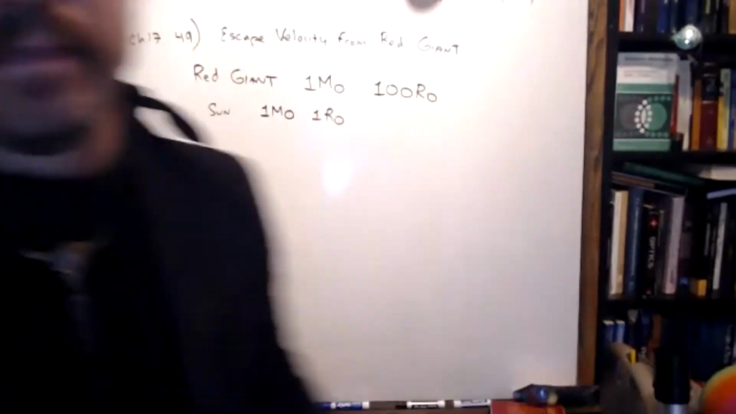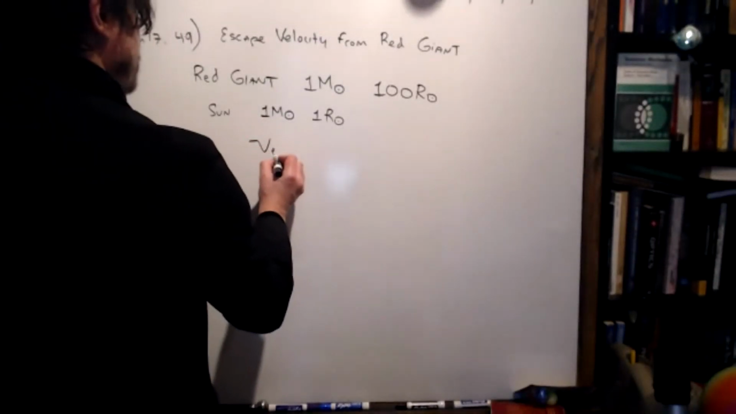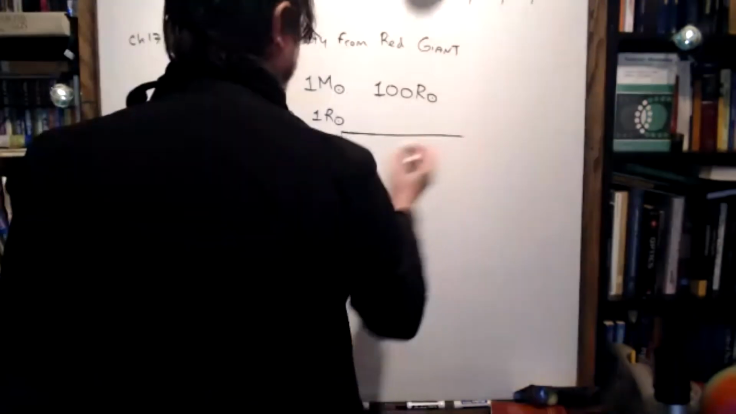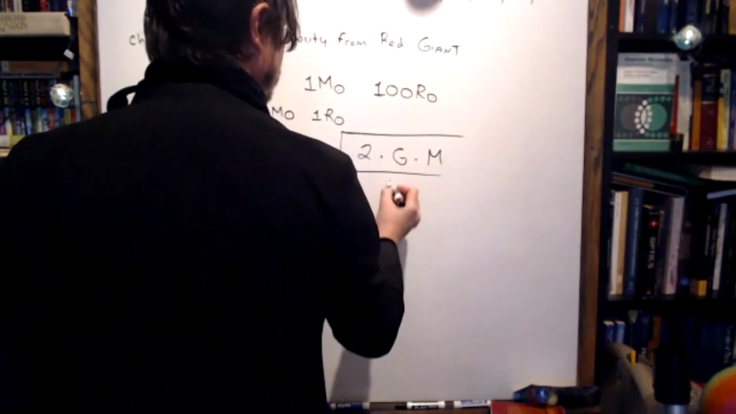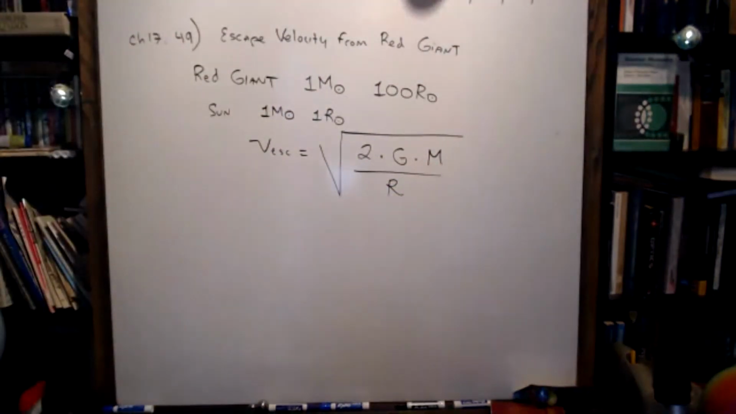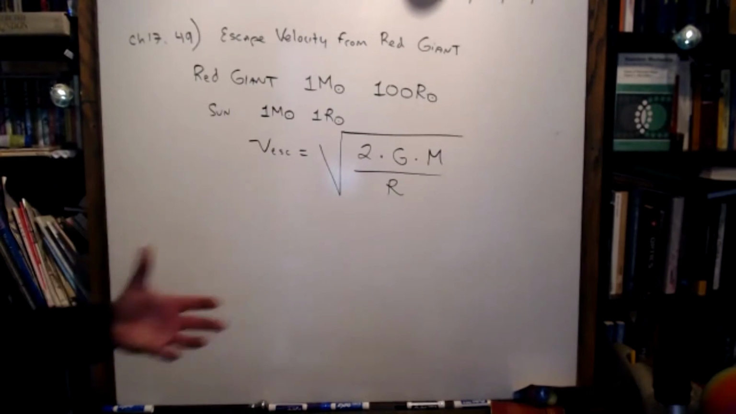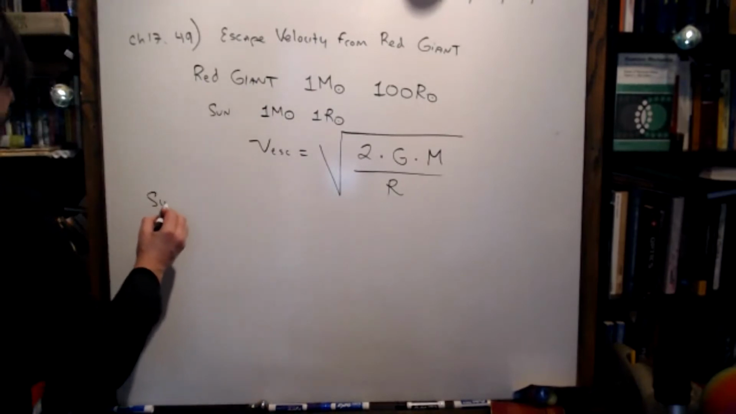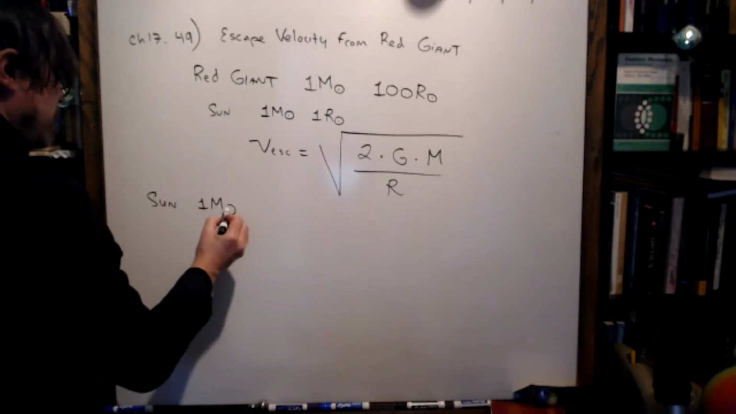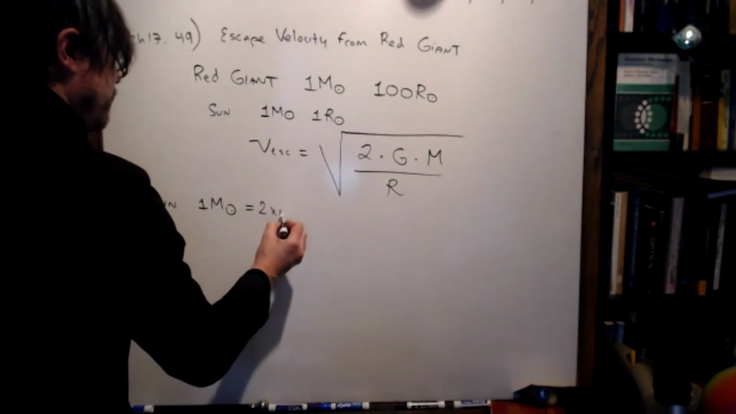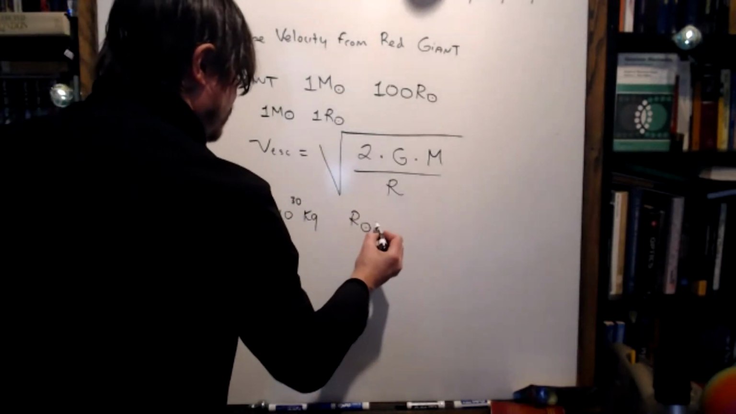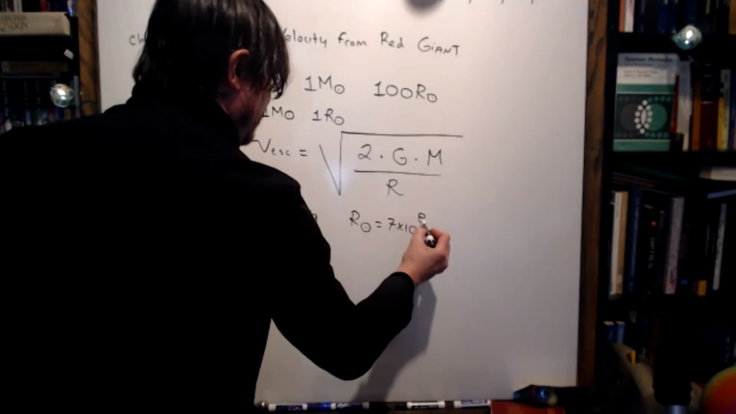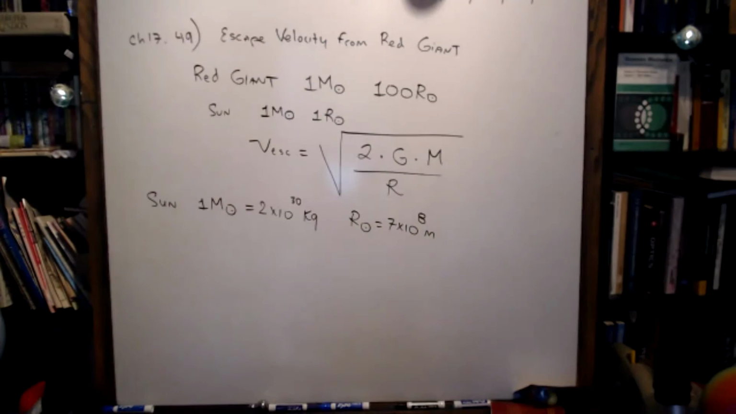Let's compute why. The escape velocity formula is the square root of 2 times big G times the mass of a star divided by the radius of a star. Let's compute the escape velocity of the sun first, okay? The mass is 2 times 10 to the 30 kilograms, and the radius is 7 times 10 to the 8 meters. Let's plug that into our formula.